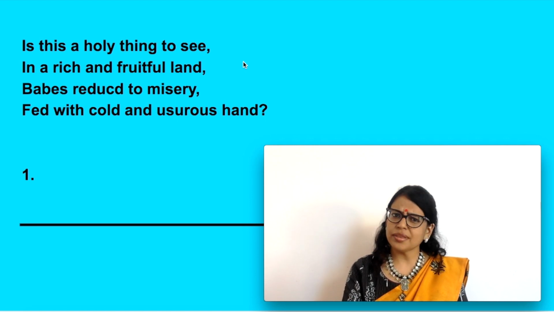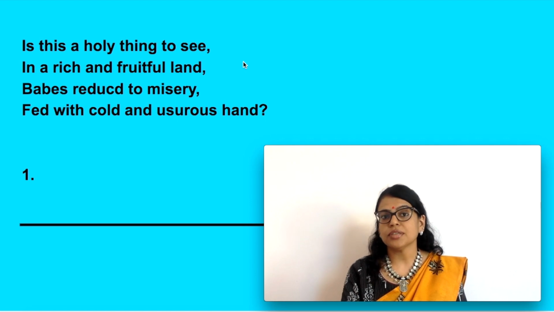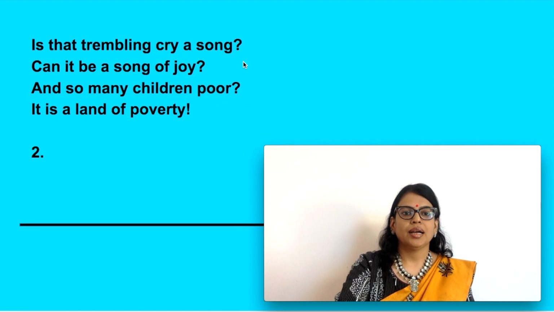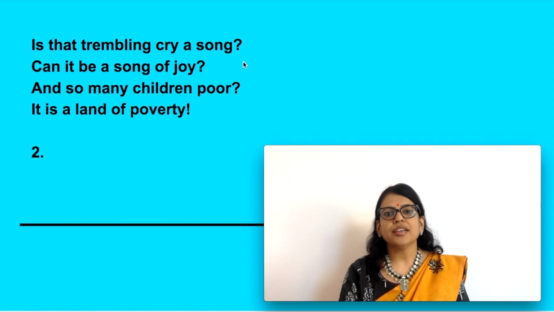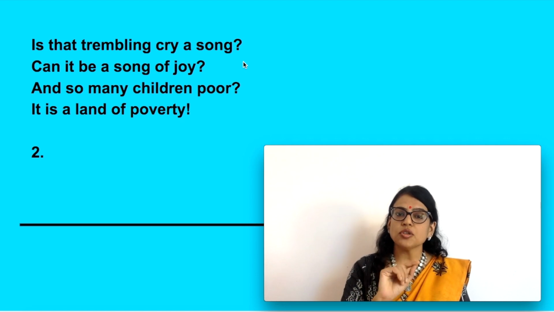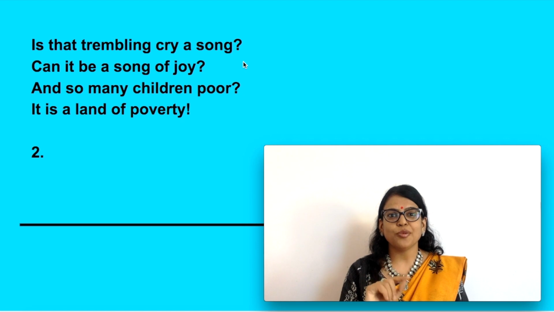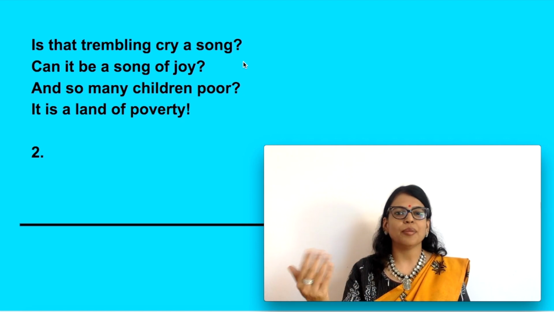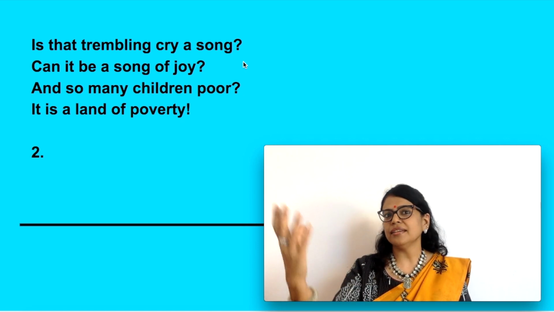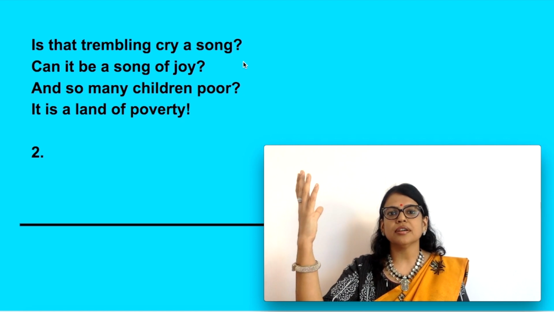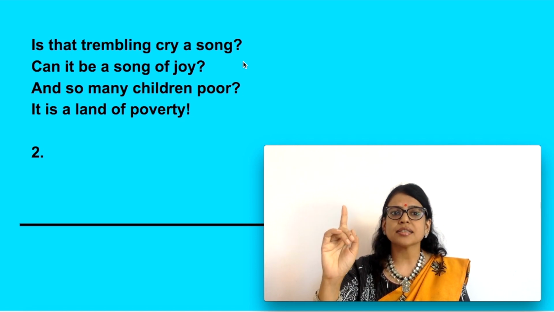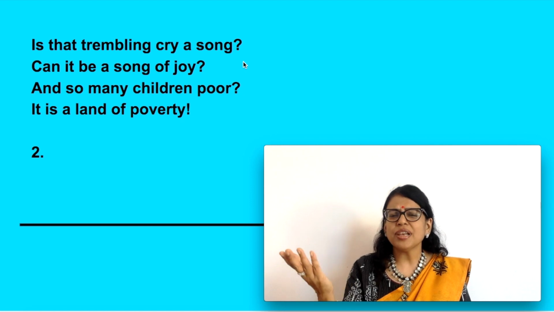So is this a holy thing to see? The poet is questioning. Is that trembling cry a song? Now, if you remember in the Songs of Innocence, what the poet said was they're singing so beautifully, so harmoniously, their voices are ascending to heaven and they're reaching straight the ears of God. And here he asks that all I hear is a trembling sound.